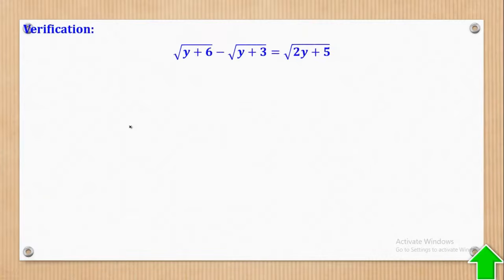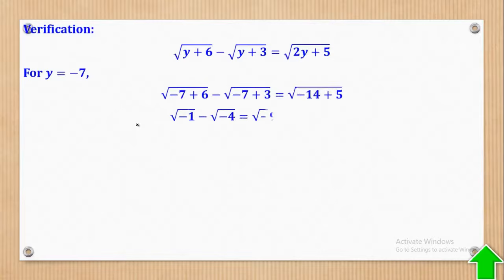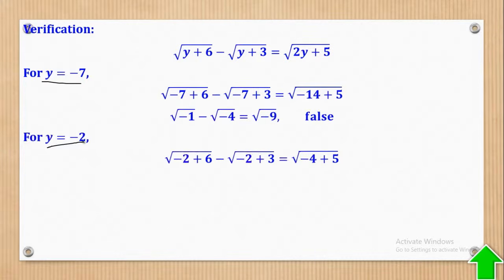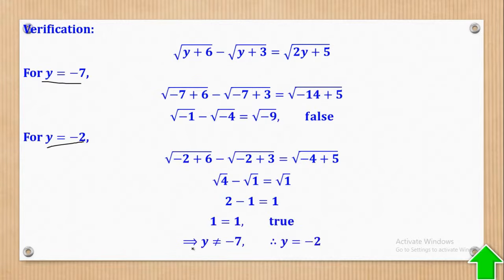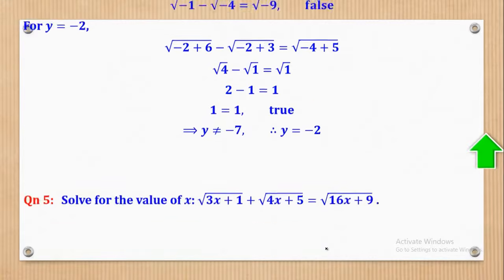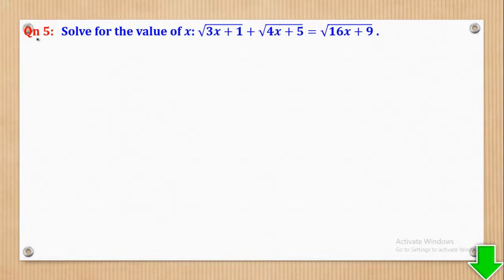So verifying, we shall say that for y equal to negative 7, substitute for y and simplify to see if it is true. So it is false, meaning that y is not equal to negative 7. What about when y is equal to negative 2? Substitute and simplify. In this case, it is true, therefore y is not equal to negative 7 but it is equal to negative 2. So the step of verifying is very, very vital.